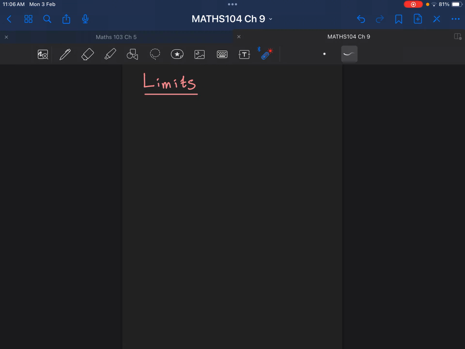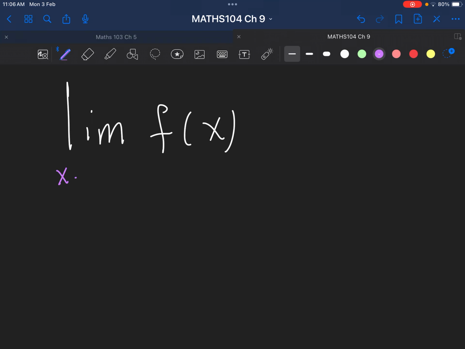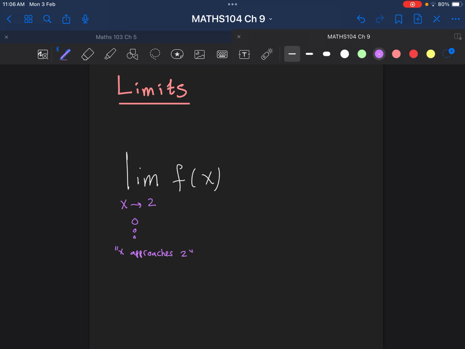So we have something we call a limit, and usually we denote the limit by writing lim, and then you will see that we have a function f of x. It could be any type of function, and down here we need to tell you which number x approaches. For example, in this case, we will say x approaches 2. Now, this has a meaning.